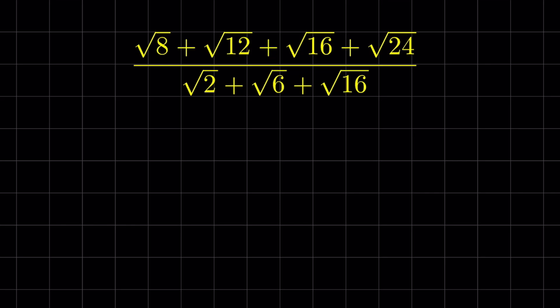Square root of 8 plus square root of 12 plus square root of 16 plus square root of 24 upon square root of 2 plus square root of 6 plus square root of 16. How to simplify this? Let's try.